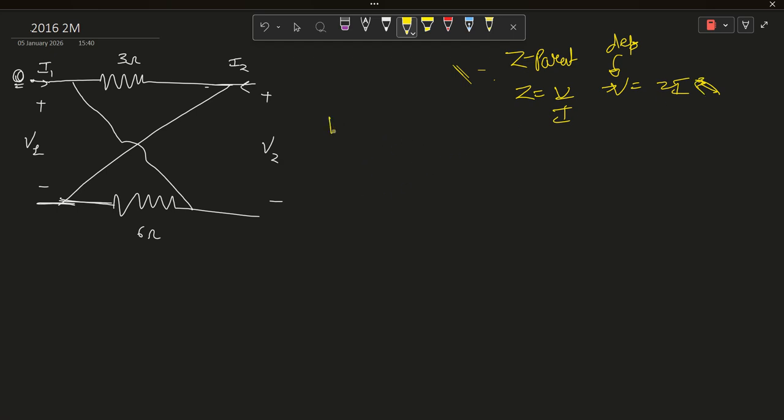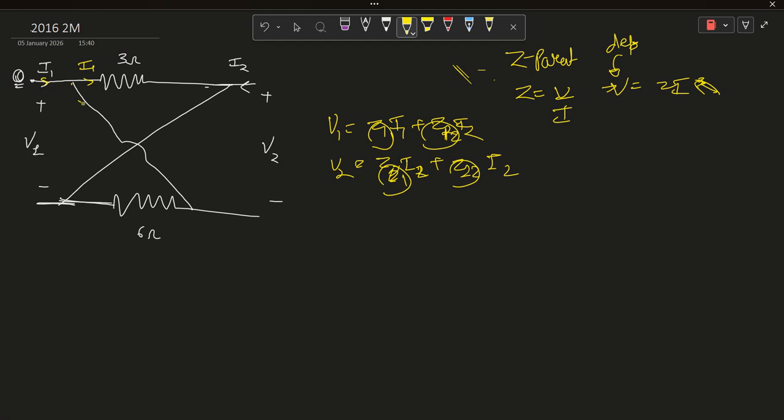So the equations we have to form are V1 equals z11 I1 plus z12 I2, and V2 equals z21 I1 plus z22 I2. So we have to find out these z11, z12, z21 and z22 parameters. For this, let's denote the currents. This is I1, and let's suppose current I flows there, so I1 minus I current flows here.